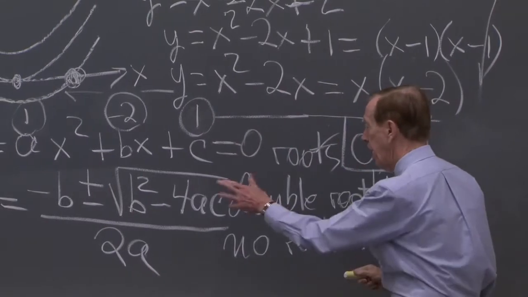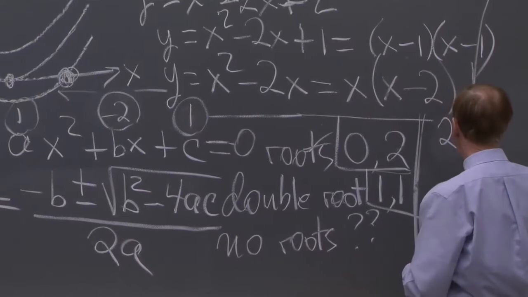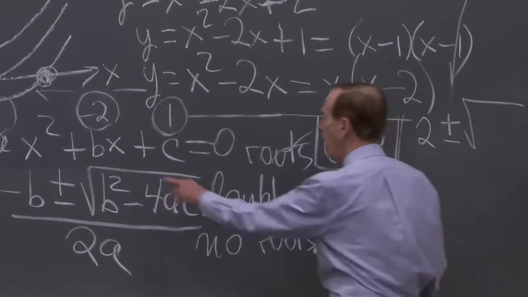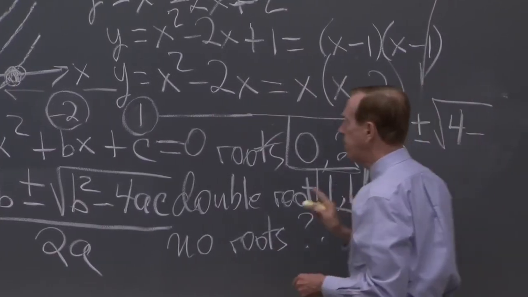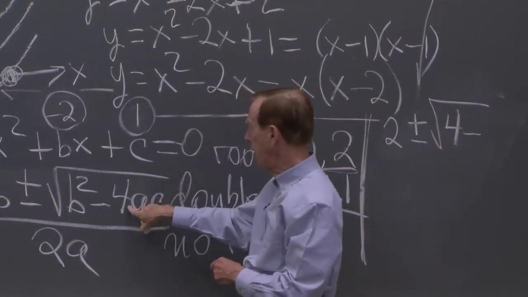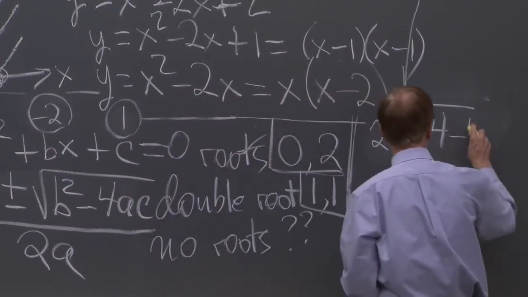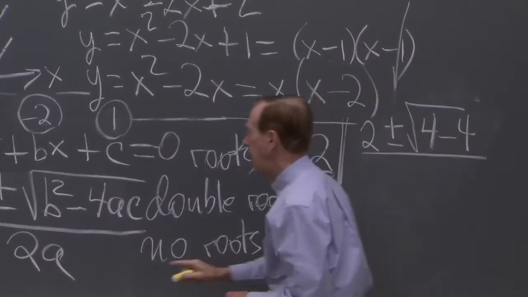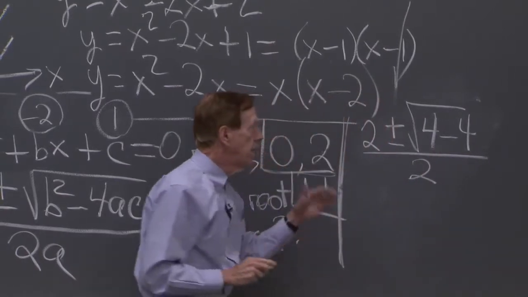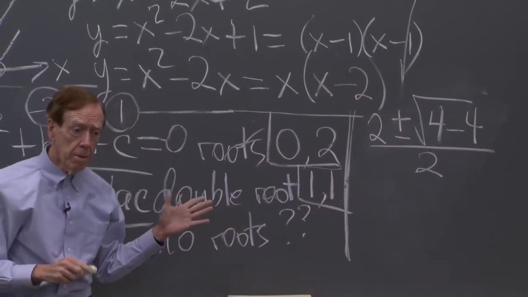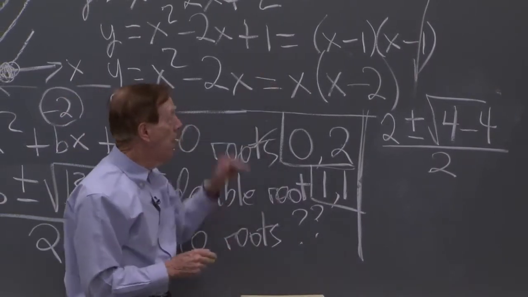Okay. So again, I have minus b, that's minus 2, that's the 2, plus or minus the square root of b squared is 4. And now I have minus 4, a is 1, c is 1, minus 4. Not bad. Divided by the 2a, which is 2.